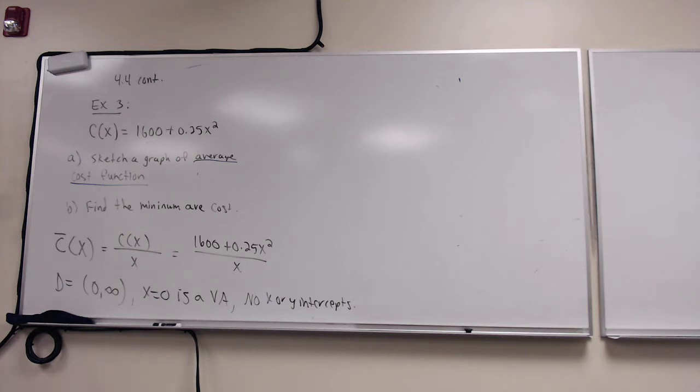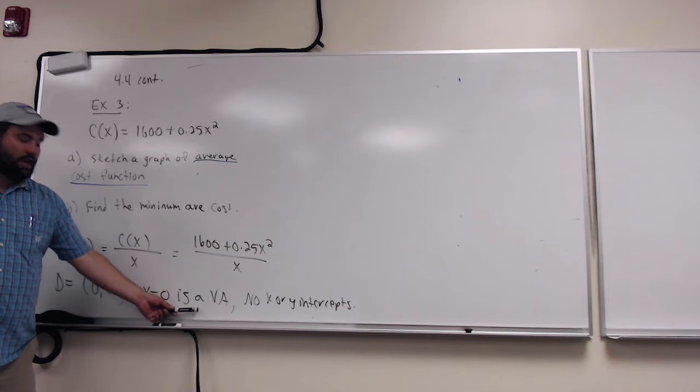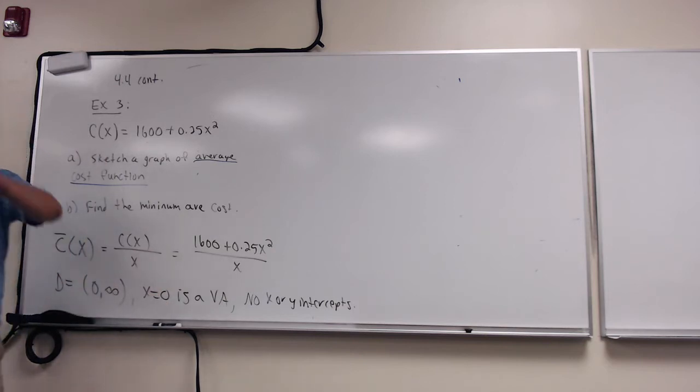Okay, and that's all the information you could get from the original function. So the domain is positive real numbers. x equals 0 is technically a vertical asymptote. The graph will either, as it gets close to 0, go up forever or down forever. And you can't plug in 0, and the function will never equal 0, so there are no x or y intercepts.